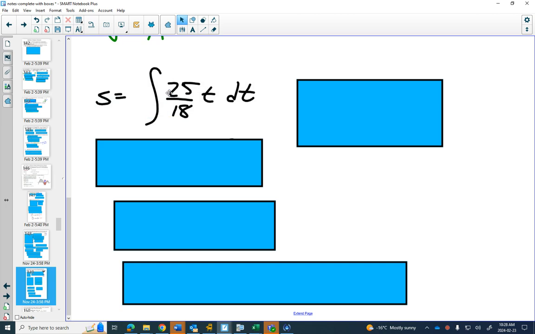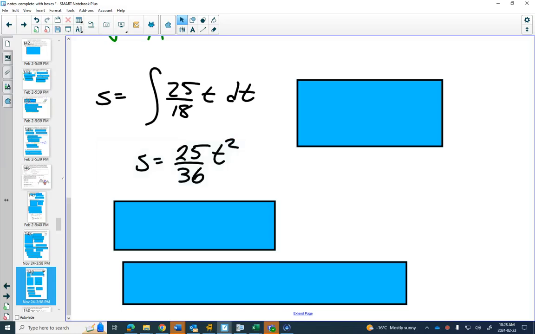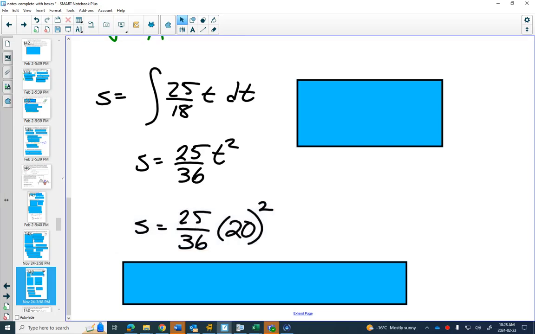Now our displacement, relatively simple. We just have to integrate here, add 1 to the exponent, and divide. It took 20 seconds. So we wanted to find out how far did it travel in those first 20 seconds. Now we can plug in 20 for t.